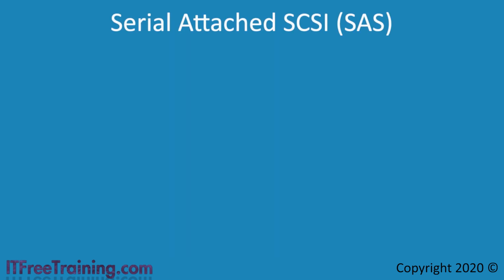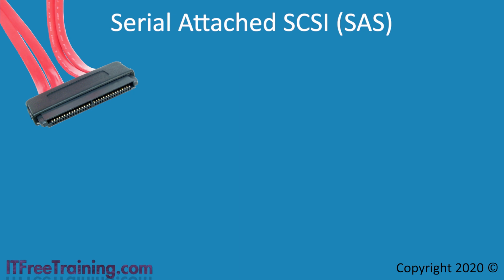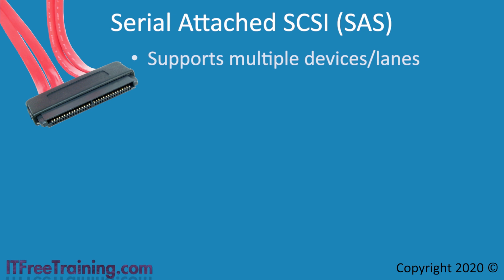Serial Attached SCSI, as the name suggests, uses a point-to-point serial connection to transfer data. The connector used is similar to the SATA connector. The connector will generally contain both the power and the data wires. This helps support hot swapping. The SAS adapter will support multiple devices and lanes. The number will be determined by the SAS adapter.